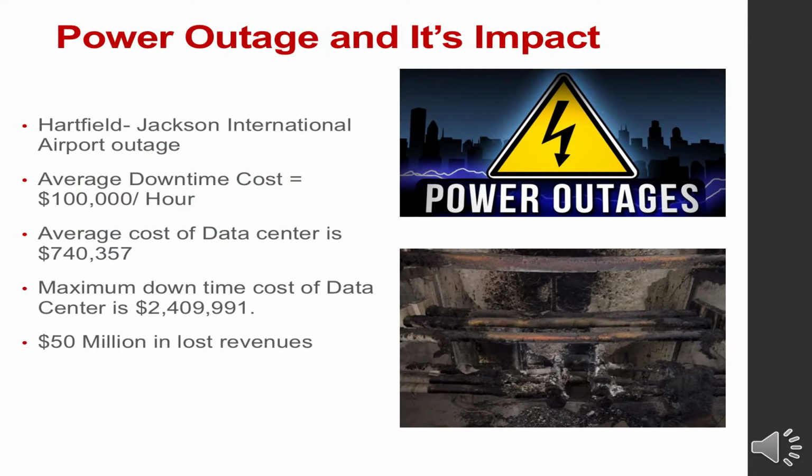Let's take a look at the power outage and its impact on the economy. The image shown at the bottom of the slide was taken from the damaged power cables after a fire that caused the power outage at the world's busiest airport, Atlanta Airport, in December 2017. This power outage caused a shutdown of the entire airport operations for about 12 hours.